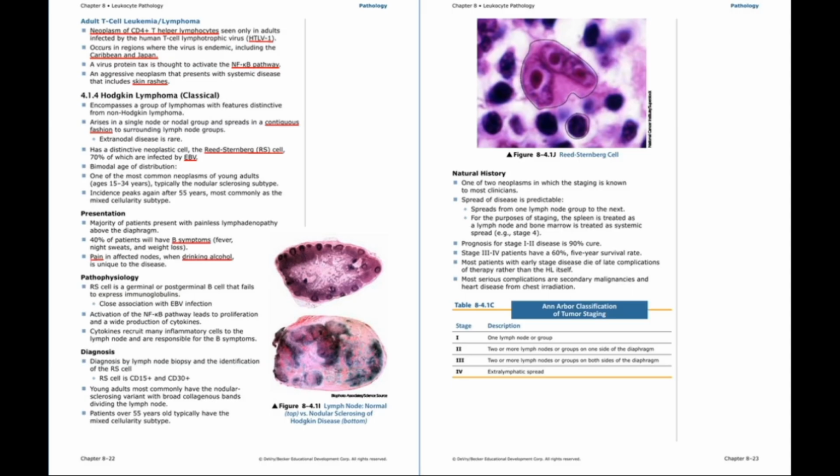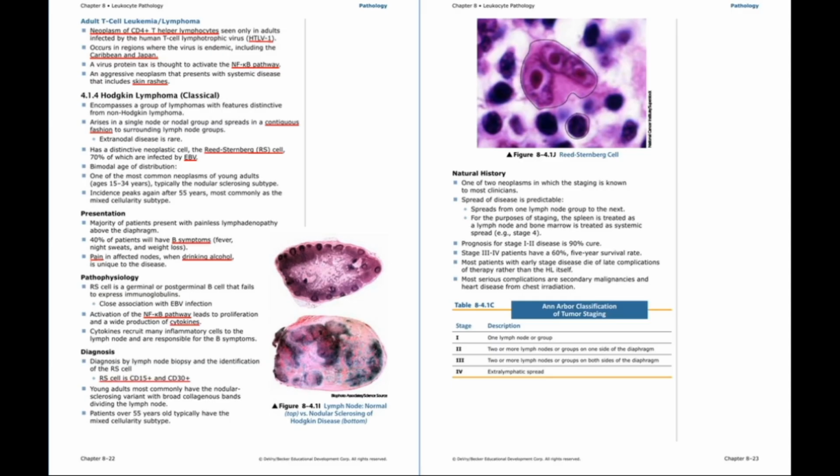The Reed-Sternberg cell is a germinal or post-germinal B cell that does not express immunoglobulins. It's commonly referred to this way as a non-secretory B cell, and this has a close association with Epstein-Barr virus infection. Activation of the NF-kappa B pathway leads to proliferation and a wide production of cytokines. These cytokines are highly produced by this tumor and recruit many inflammatory cells to the lymph node and are responsible for the prominent B symptoms of the disease. Hodgkin's lymphoma is diagnosed by lymph node biopsy and identification of the Reed-Sternberg cell. The Reed-Sternberg cell marks positive for CD15 and CD30.